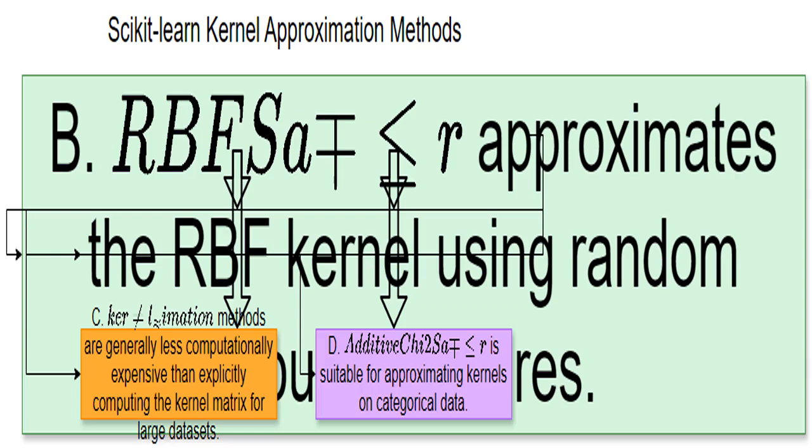Now for RBF sampler. The radial basis function, RBF, kernel is popular but computationally heavy. RBF sampler uses a clever trick. It leverages random Fourier features to get an approximate representation of the RBF kernel, leading to quicker computations.